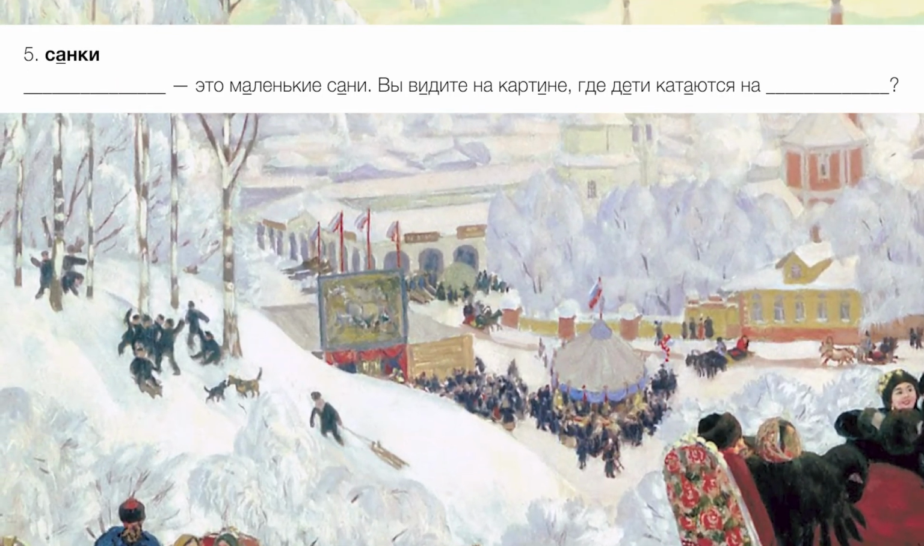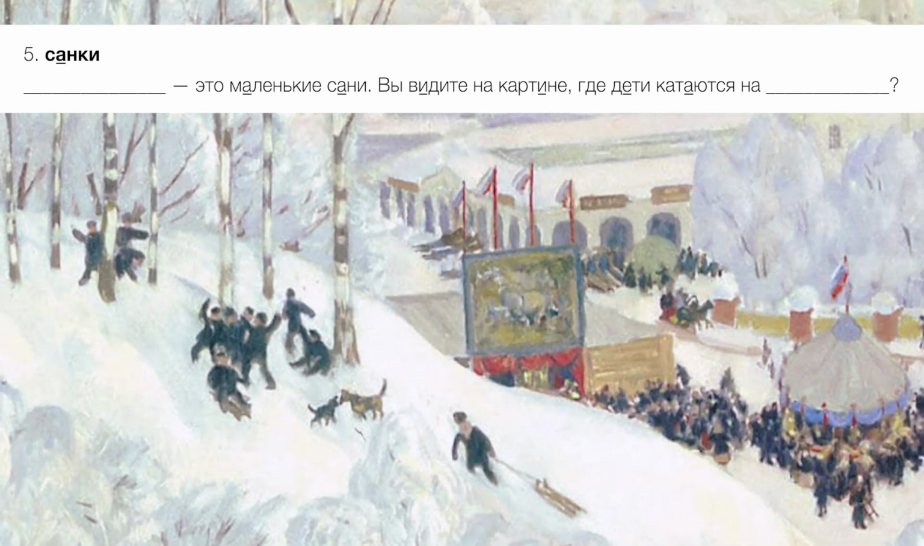5, санки. Okay, sleds. What are sleds? Санки – это маленькие сани. So sleds, or a sled, is a small sleigh. Do you see in the picture where the children are riding around on, okay, this will probably be plural. Now, of course, this word is always plural.